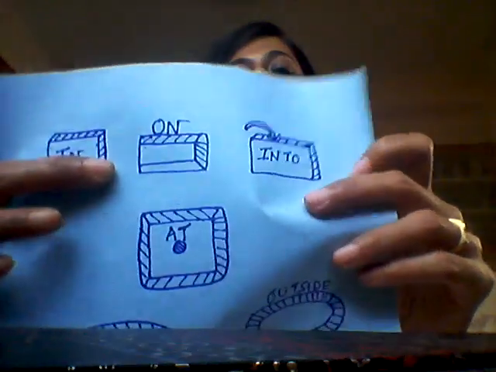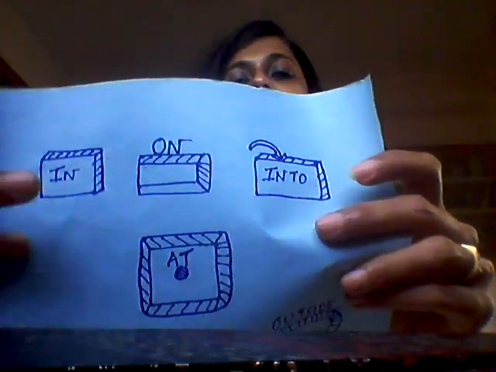That's right. We are going to look at the use of prepositions in, on, into and at, a pretty confusing area of English, in today's episode of English Made Easy. Let's look at this one. In, on, into, at. In.